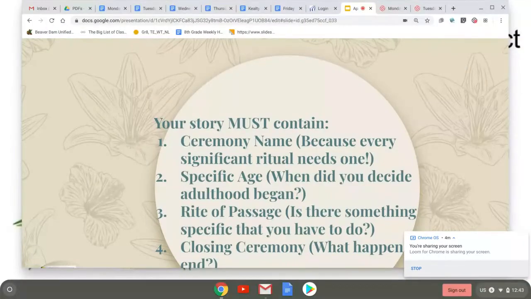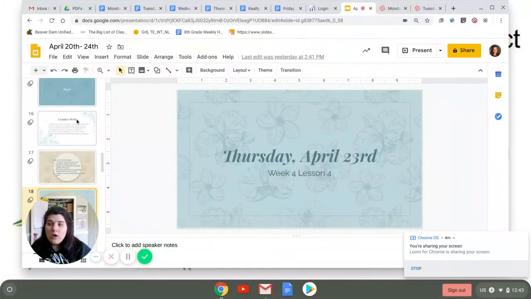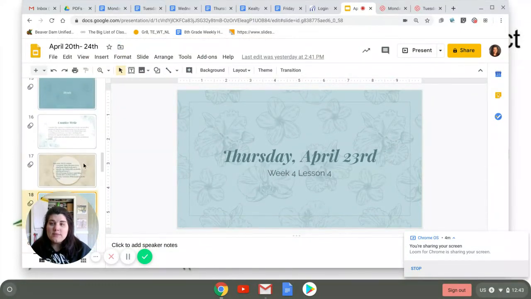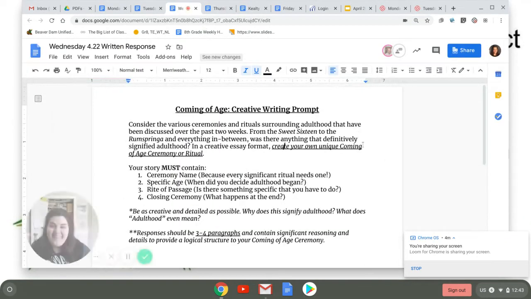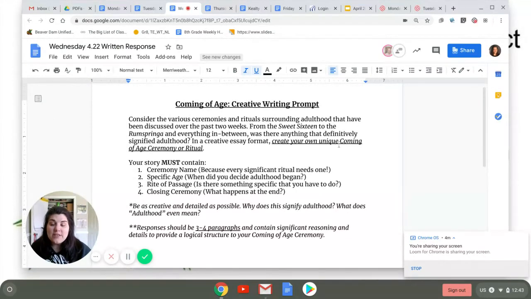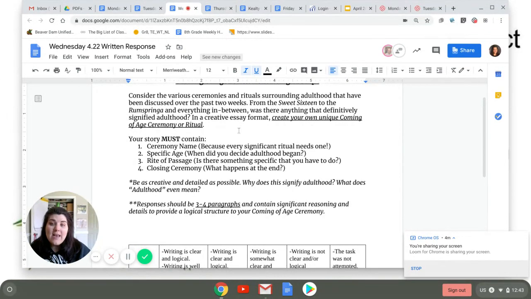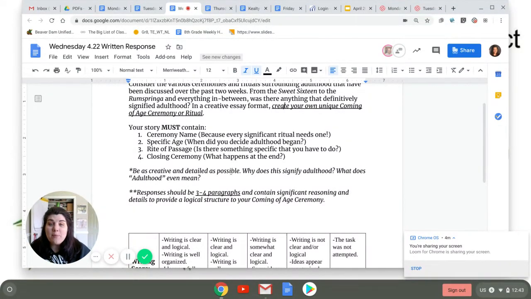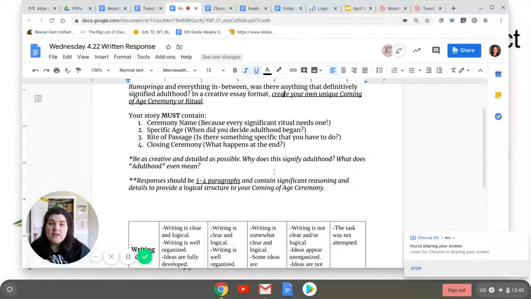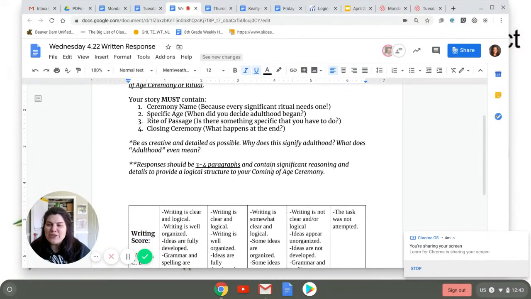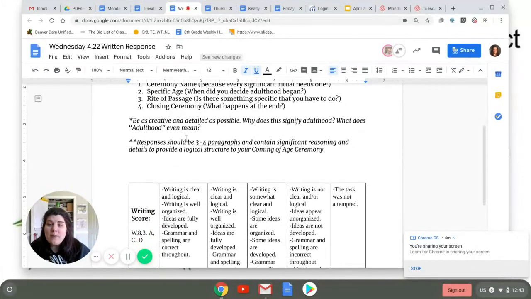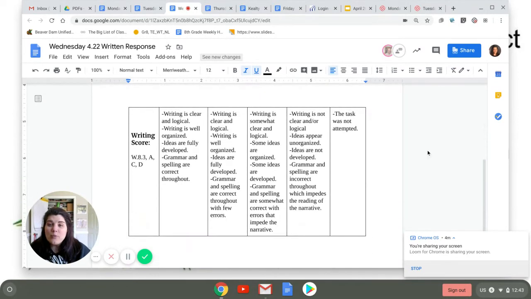So I just want to show you what that looks like in written form, or in Google Doc form, if you will. Not that one. This one. Right? So I took what is already here for you and I put it in some slides, but it says specifically what you must contain. It says be as creative and detailed as possible, right? Why does this signify adulthood, and what does adulthood even mean? Your responses should be between 3 to 4 paragraphs, okay? You can see the rubric down here.